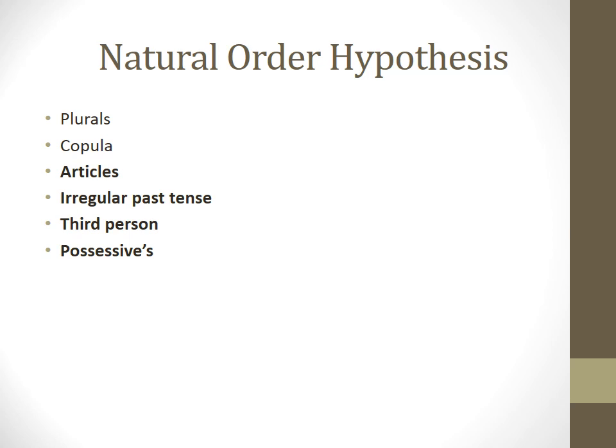Also, the natural order hypothesis is a sequence of grammatical structures, where plurals happen first. Copula means when we use the verb "to be" to connect one thing equal to another thing. I am a professor. Then articles like a, an, and the, irregular past tense, third person, and possessives.